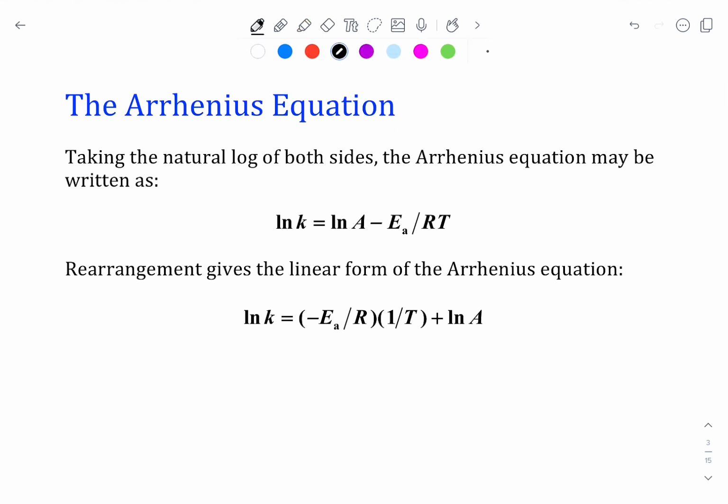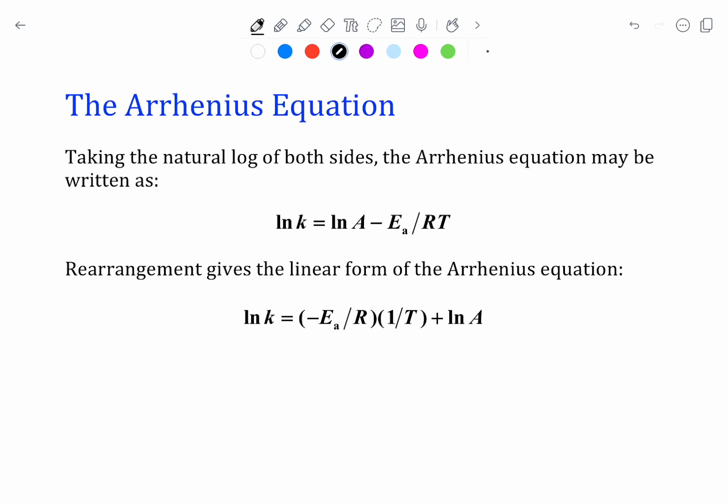Now there is some calculus involved with the Arrhenius equation to write it in a form that's a little bit more understandable and can be utilized in multiple different situations. If we take the natural log of both sides, the Arrhenius equation can be written as ln of k equals the natural log of A minus the activation energy over RT.